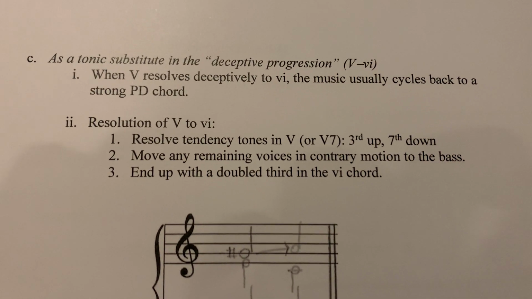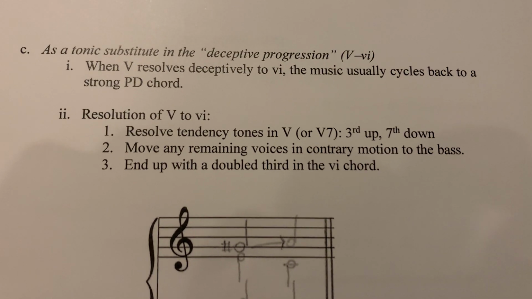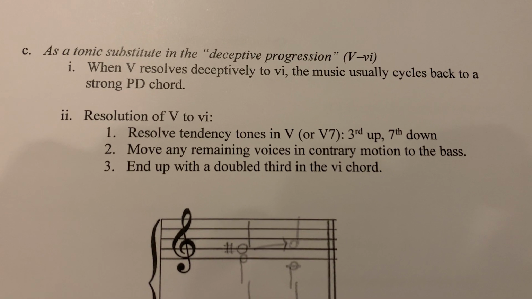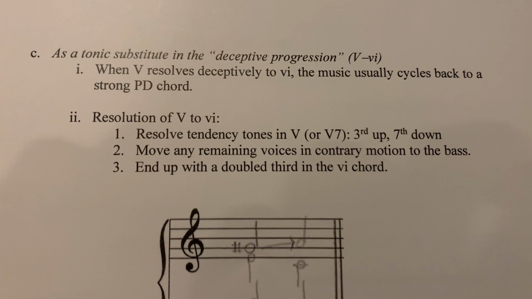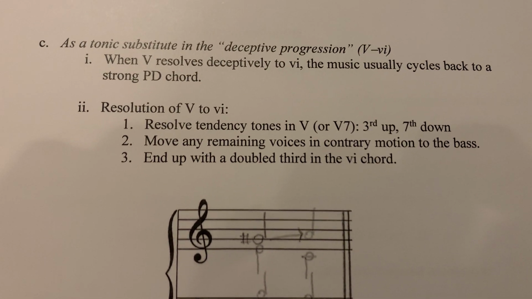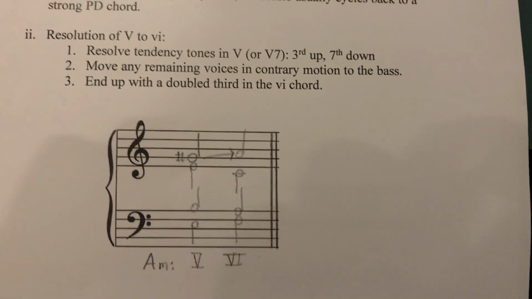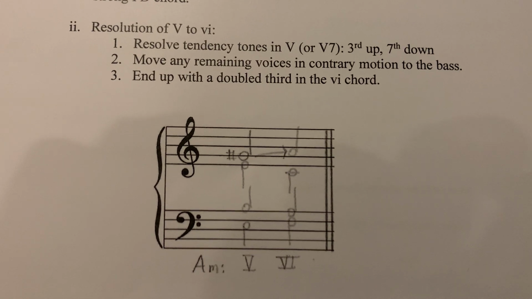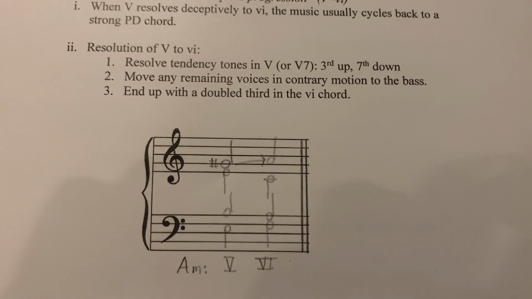If you do encounter this, when the 5 resolves deceptively to 6, the music will usually then cycle back to a strong predominant chord. So it's kind of like the 6th chord then goes on to that first use, which is as a bridge between the tonic and the predominant. The reason this progression is so famous, besides the fact that it's a very interesting effect, is you've got to be careful voice leading this one.